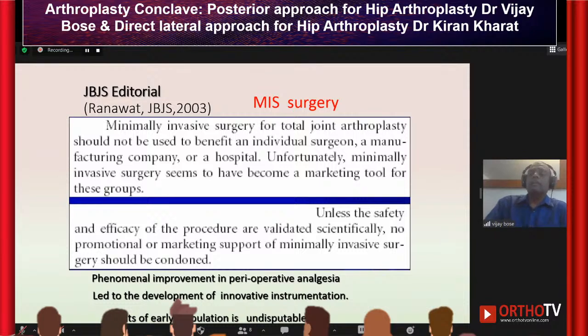However, we must acknowledge that although it is a marketing tool employed by some surgeons, there's no question that the mini-invasive approach brought in a phenomenal improvement in peri-operative analgesia. Absolutely, and we have really benefited from that, and it led to the development of many innovative instrumentation. During that phase, we also developed many instruments that we use even today. That was really good. And for whatever reason, we were able to ambulate the patient very well. And I think that all is a very good thing that has happened.